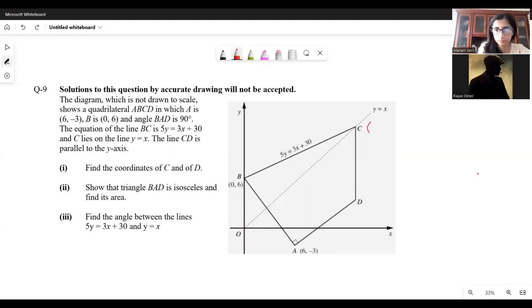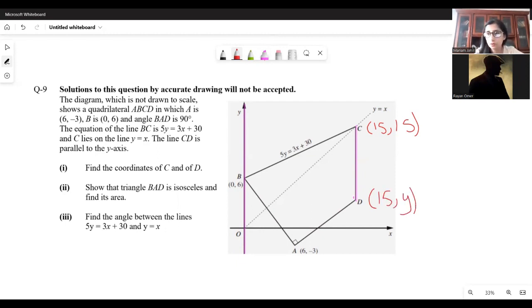Good. Okay. Next, they're asking us to find the coordinates of D. Now look at C and D. In the question, they said that CD is parallel to the y-axis. So which coordinate will C and D share? The x coordinate or the y coordinate? Sorry, x coordinate. Yes. So D का x क्या होगा? Miss, उसका x होगा 15. Yes. And y you don't know yet.